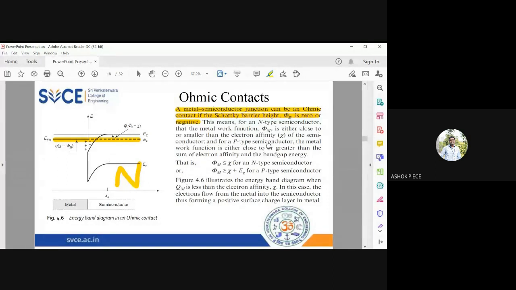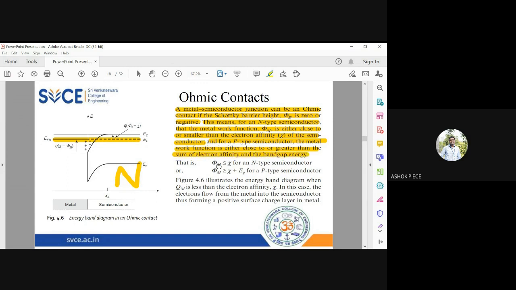Which means that phi m and x are very close to each other. The metal work function phi m is either close to or smaller than the electron affinity of the semiconductor x. Since that barrier is going to be 0 or negative, the work function of the metal is very close to or smaller than the electron affinity value. For a p-type, it is going to be close or larger. So if you know n-type, you can say for p-type it's going to be exactly the opposite.